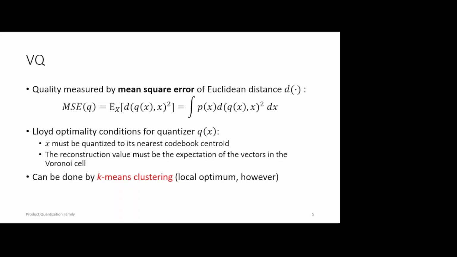Because it's an expectation, it can be formulated as an integral like this: calculate the probability of x times the distance between the quantized vector and the original vector. Okay, any problems?